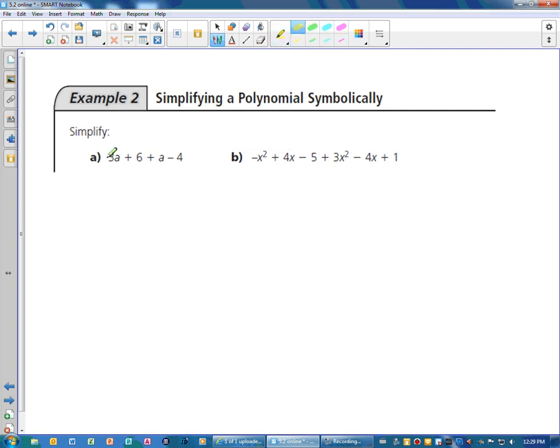So I'm going to start with this one, 3a. And a 6 is not like 3a because it doesn't have an a. But an a is like 3a because it has an a. And the negative 4 is not a like term because it doesn't have an a. So I can group the 3a and the a. I have 3 of them and I have another one. So I have 4a. And then they're done. And then I've got this 6 and negative 4. I can group them because they're just numbers. 6 and negative 4 is 2.